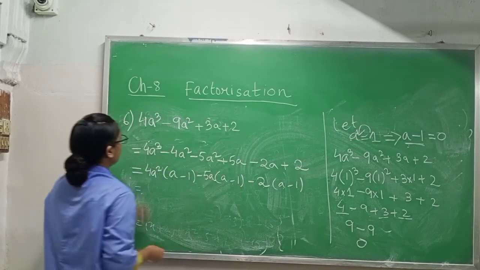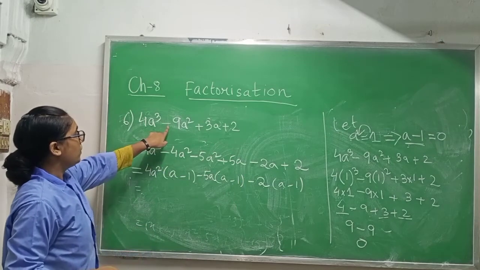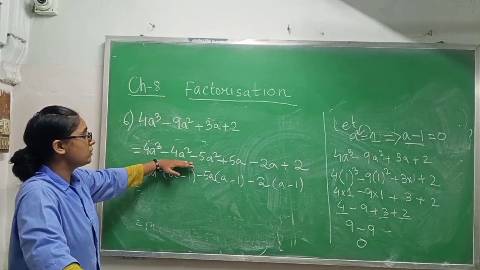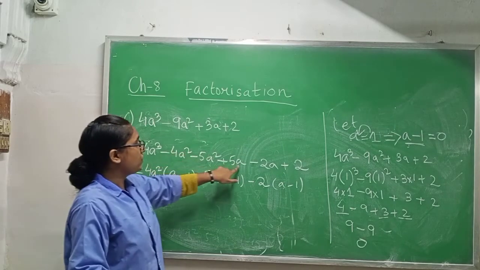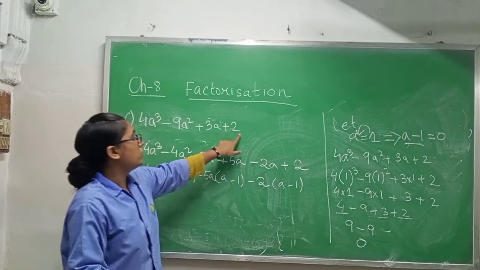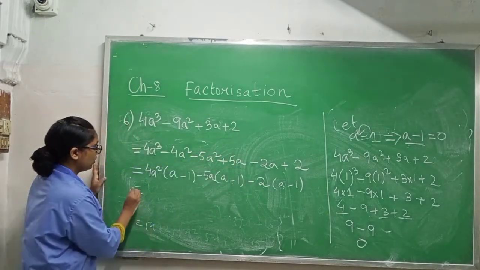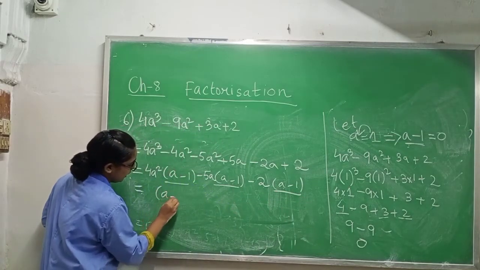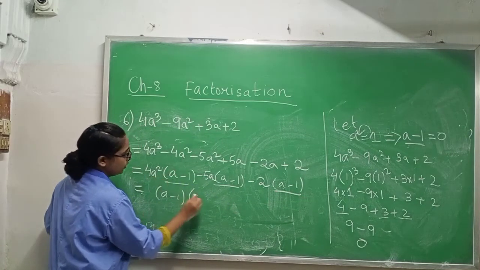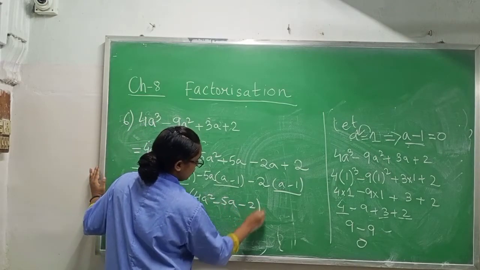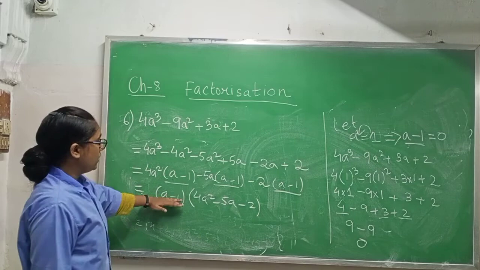Now see, we got 4a cube, minus 9a square. Minus 4a square minus 5a square will give us minus 9a square. Plus 5a minus 2a will give us plus 3a plus 2. Now this one we will write one time, a minus 1, and what is that? 4a square minus 5a minus 2. Now this one is done.